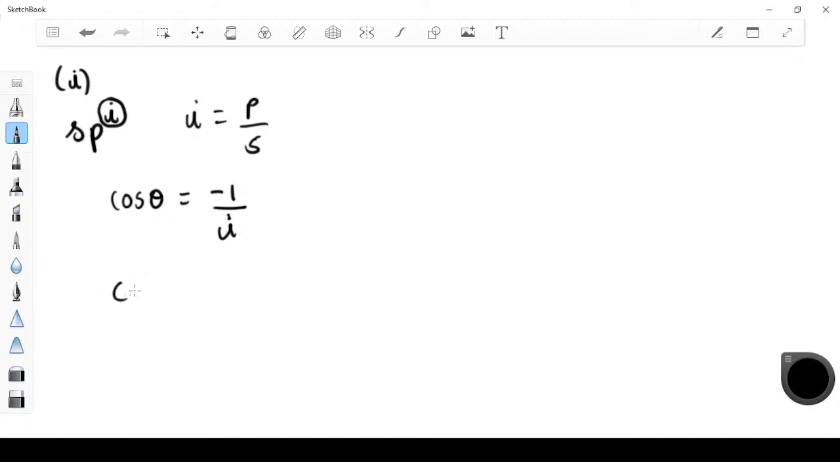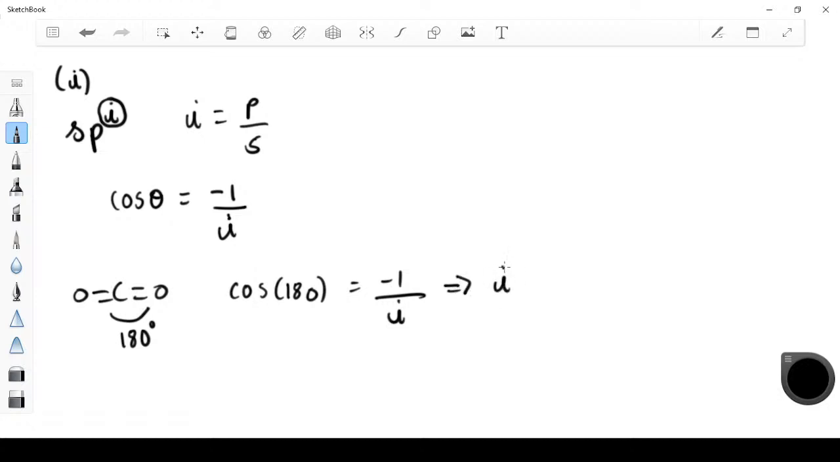can find out the type of hybridization. For example, carbon dioxide, CO2. I tell you the bond angle is 180 degrees. So cos 180 equals minus 1 by i will imply that i is equal to minus 1 by cos 180, minus 1 by minus 1, which is 1. That means sp1 or just sp, which is correct. So this is a usual trick.